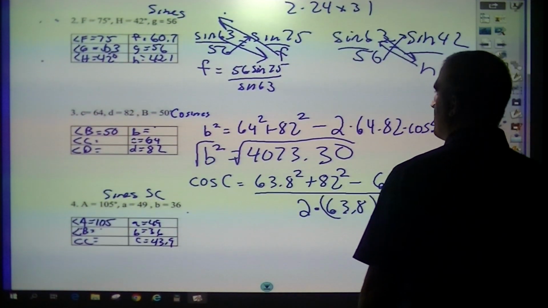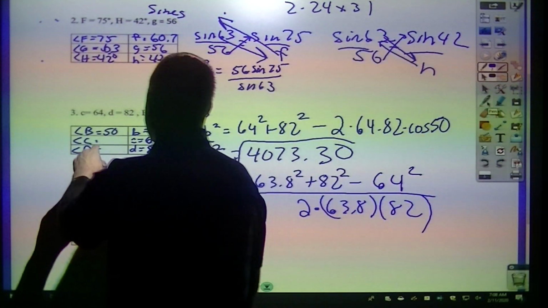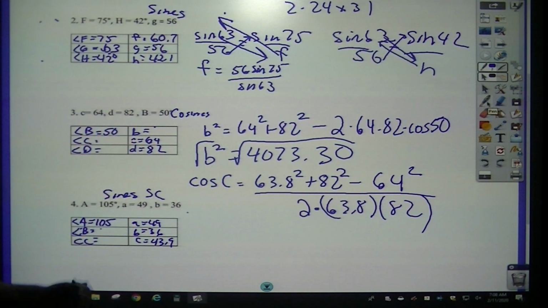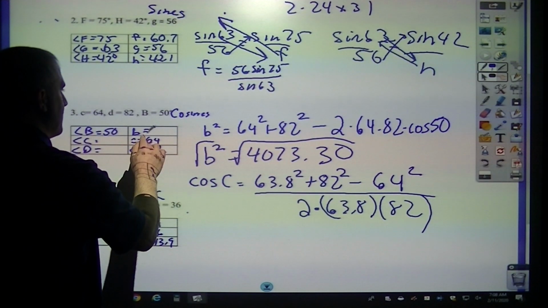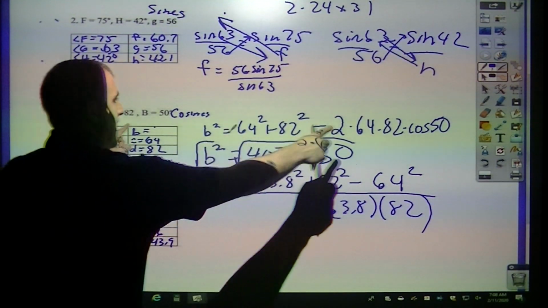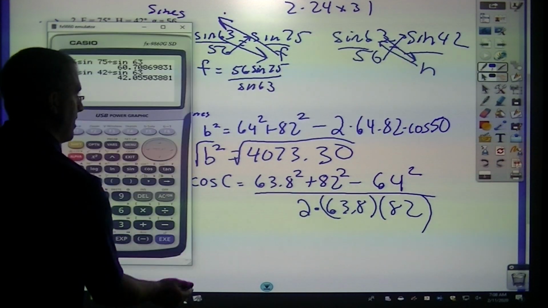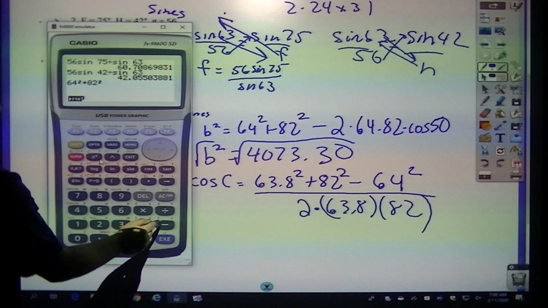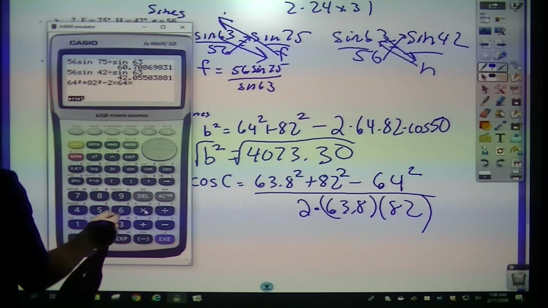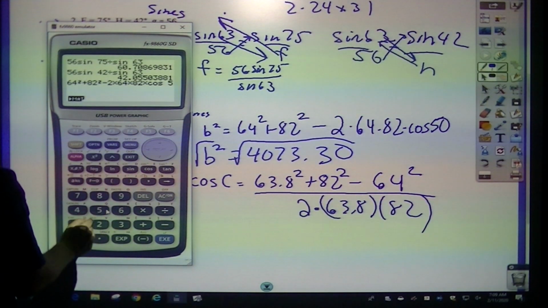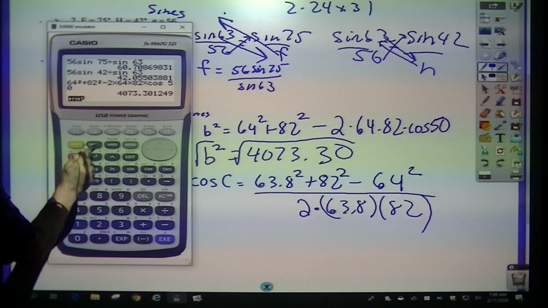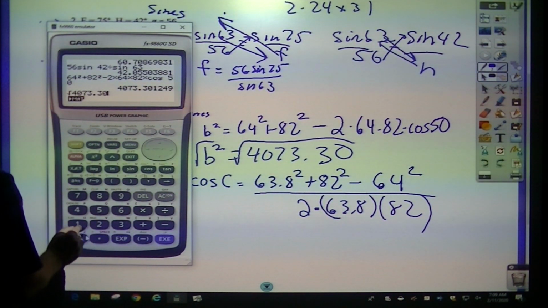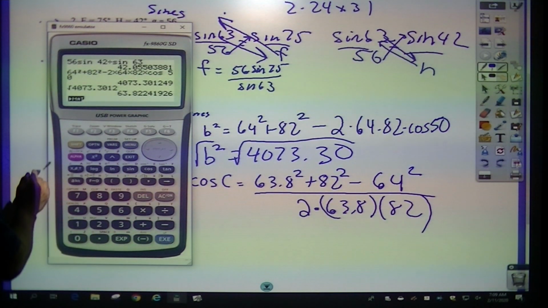This next one would be considered a law of cosines problem, and here's why. I've got an angle and two sides and no letters match, so I can use the law of cosines. The first thing I want to find is b squared. So the angle b goes over there, the other two sides go there. That's what it would look like with the formula set up. So 64 squared plus 82 squared minus 2 times 64 times 82 times the cosine of 50. Then I take that number and square root it, and that gets me about 63.8.